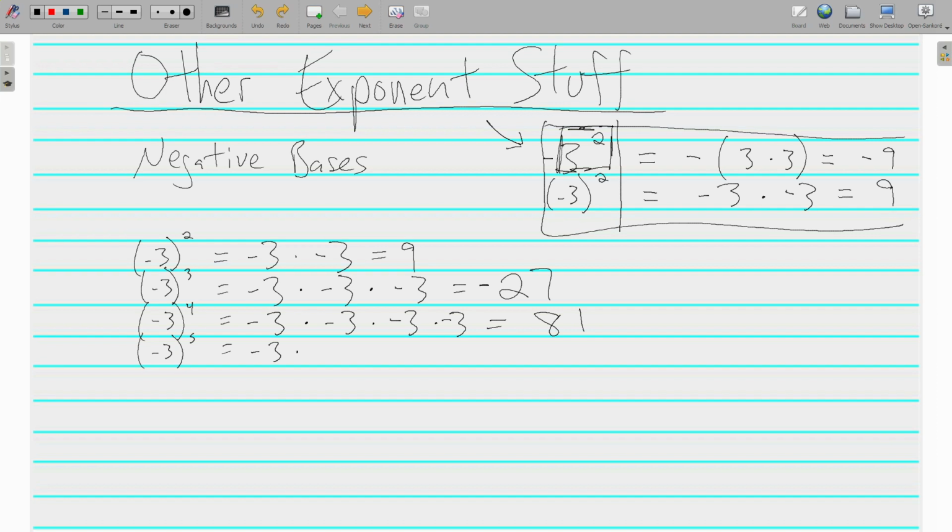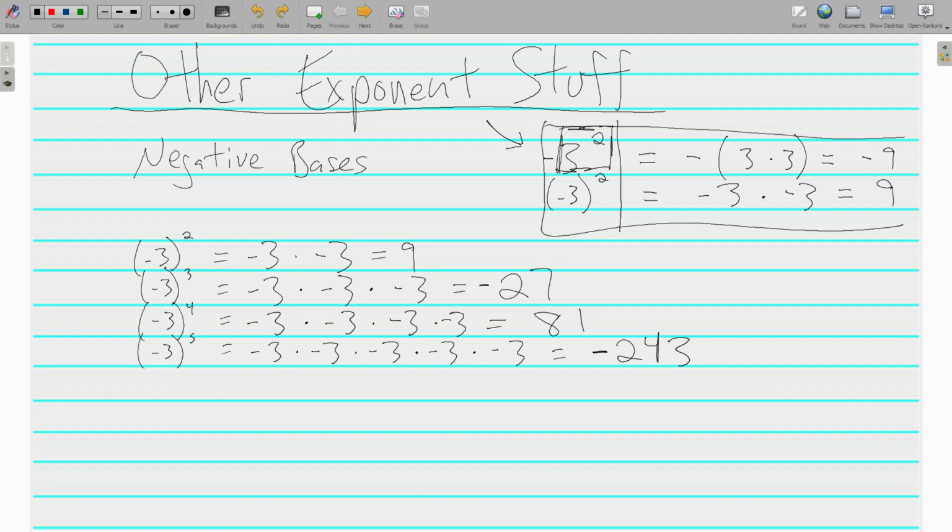Maybe you're starting to see a pattern. Negative 3 to the fifth power means we've got 5 negative 3's being multiplied. 81 times 3 is 243. Negative times negative is positive, times negative is negative, times negative is positive, times negative is back to negative. We could keep going, and hopefully by now you can see the pattern.